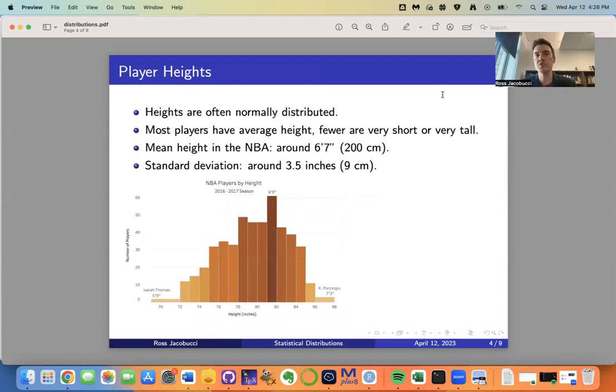Player heights are often normally distributed. Most players have an average height, while fewer players are very short or very tall. In the NBA, the mean height is around 6 feet 7 inches, with a standard deviation of around 3.5 inches.